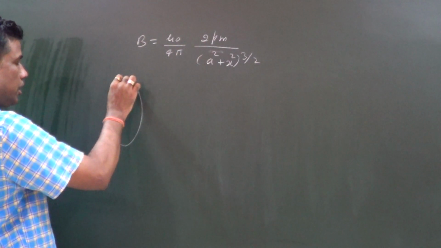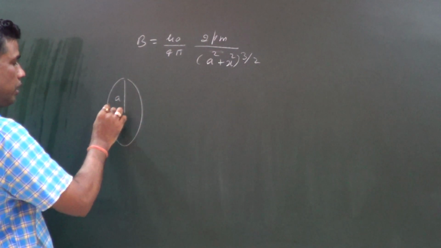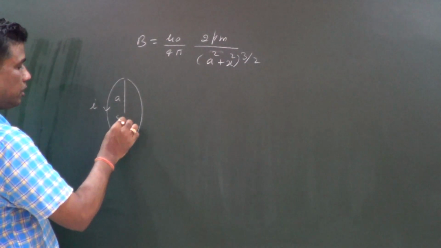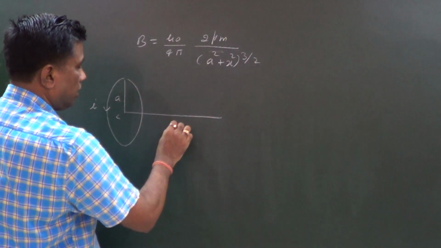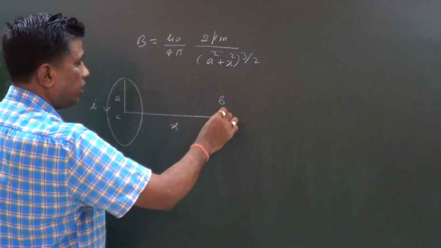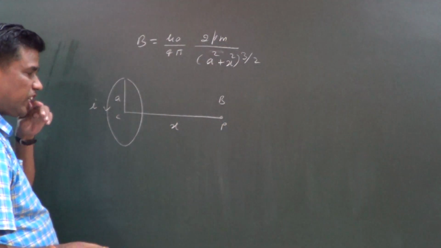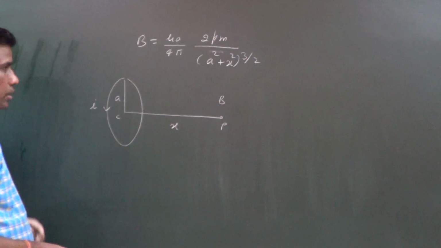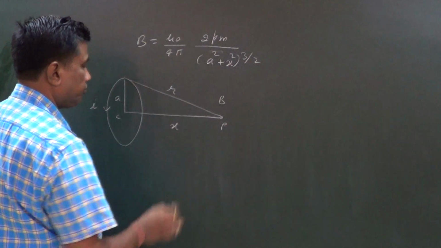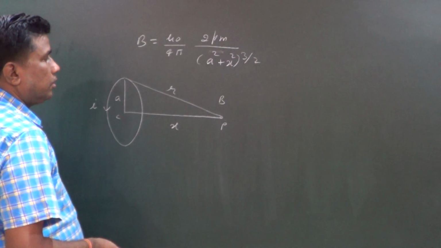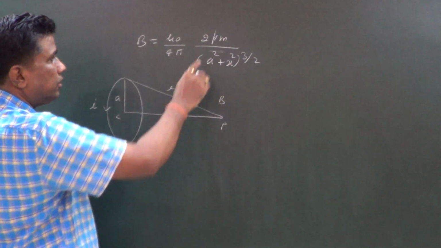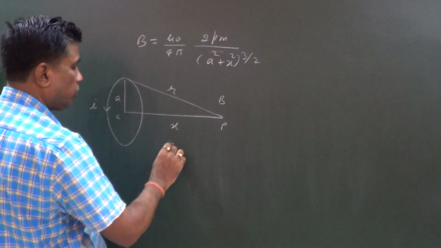a is the radius of the circular coil through which some current I is flowing. C is the center. x is the distance at which the formula for this magnetic field has been calculated, and R is this distance. The value of mu naught by 4 pi is 10 to the power minus 7. This Pm is what? Magnetic dipole moment.